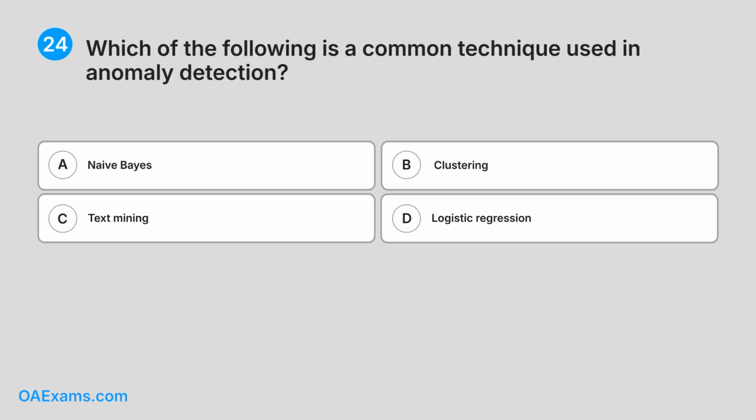24. Which of the following is a common technique used in anomaly detection? A. 𝗧𝗵𝗶𝗀𝗍. B. Clustering. C. Text mining. D. Logistic regression. Can you guess the answer?